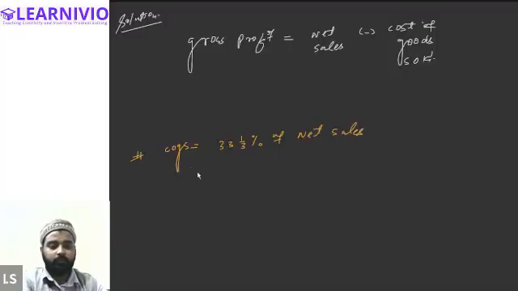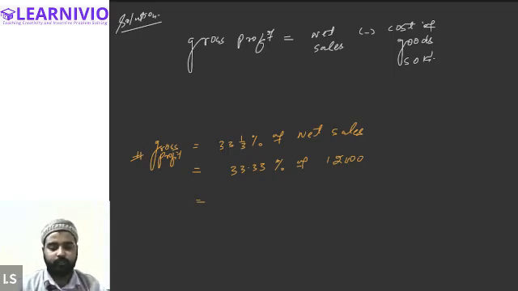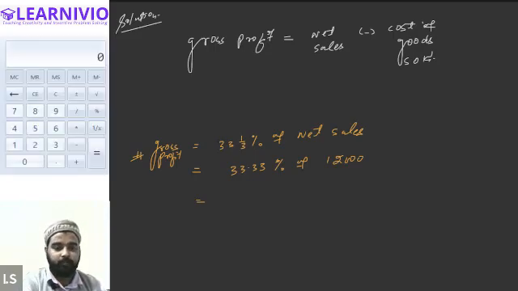Yes. Okay. So now it gets very simple to find out the value of the gross profit. Gross profit is equal to 33.33% on net sales. Net sales is also given in the question, that is 12,000. Now, when you calculate 33.33% of the total sales value, I think it will be around 4,000. Let me calculate.